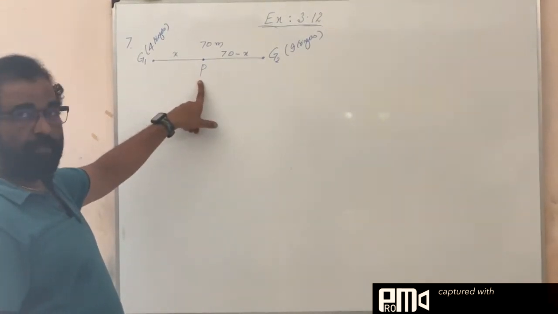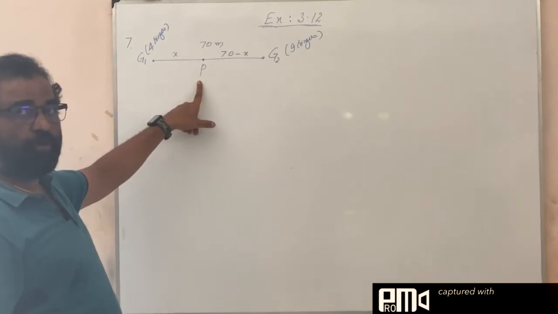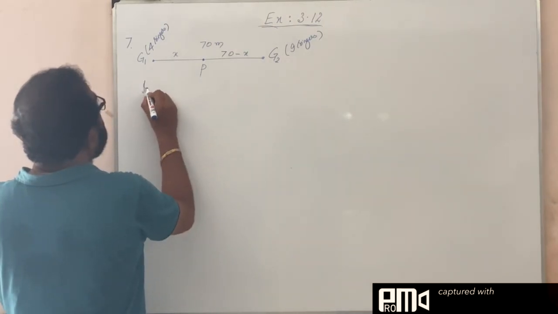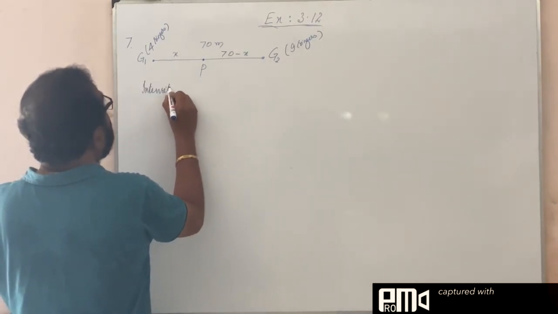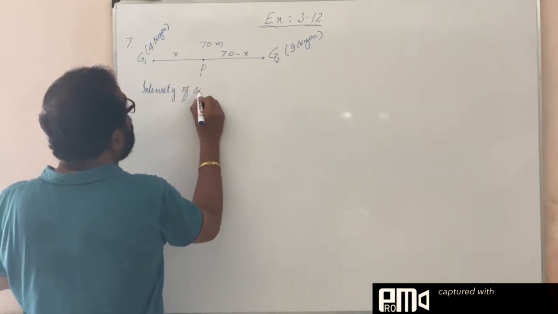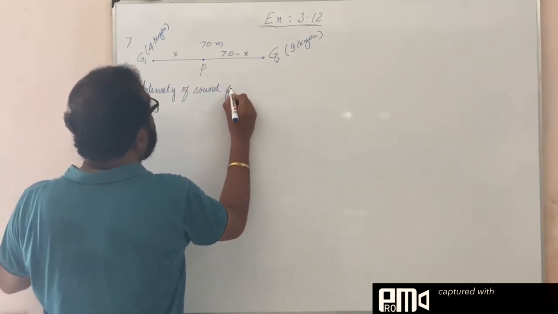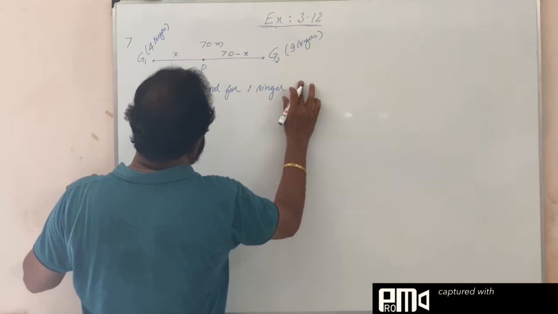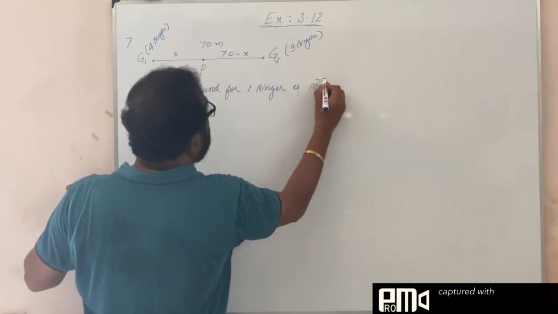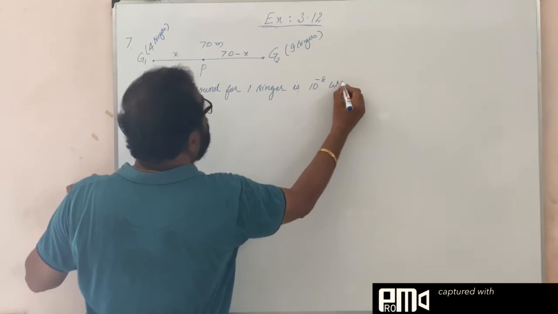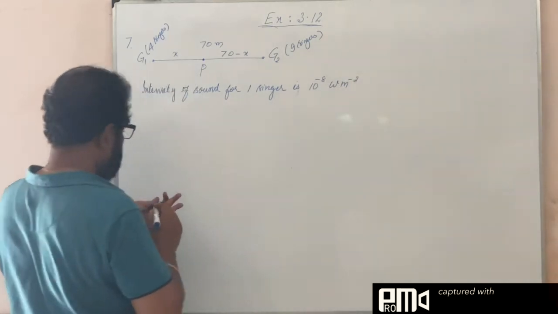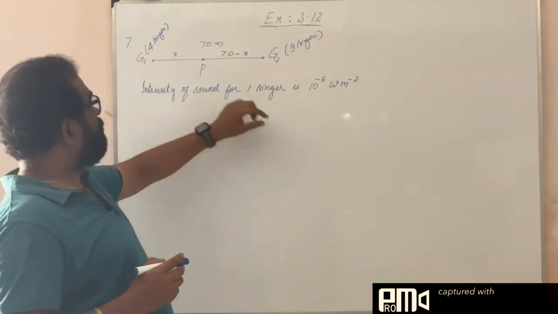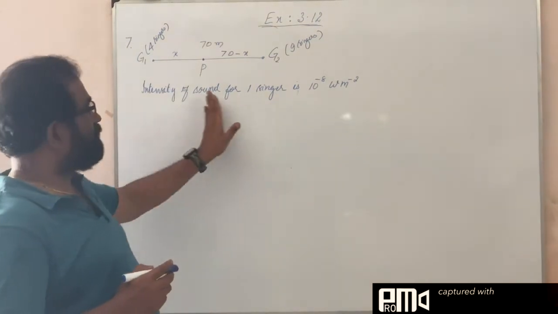Listen. Here the person P is standing here. What do you mean by intensity of sound? Intensity of sound or voice for one singer, keep this in mind, is 10 power minus 8 watt per meter square. So in gallery 1, 4 singers are there. So what is the intensity of sound for 4 singers?